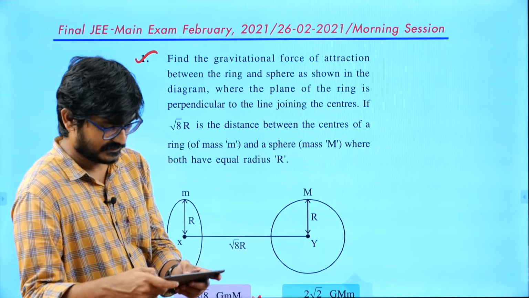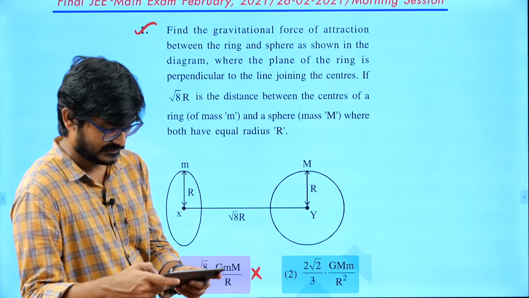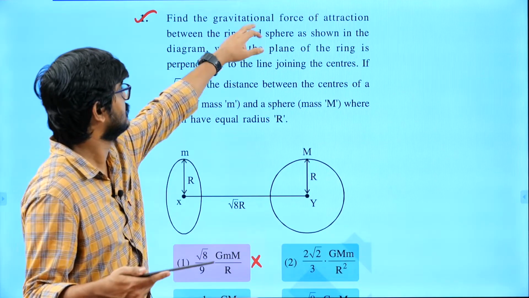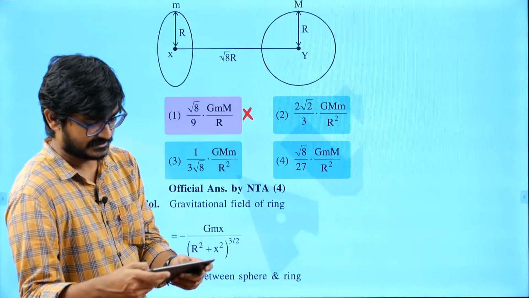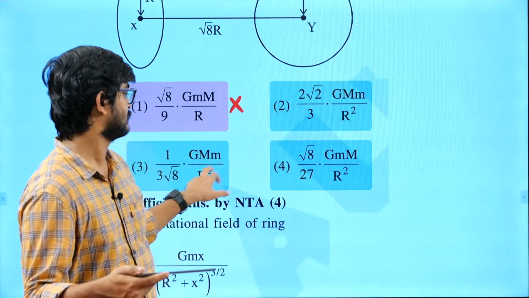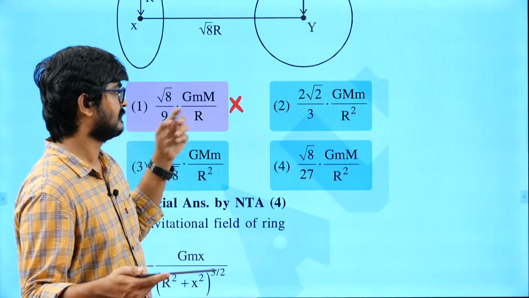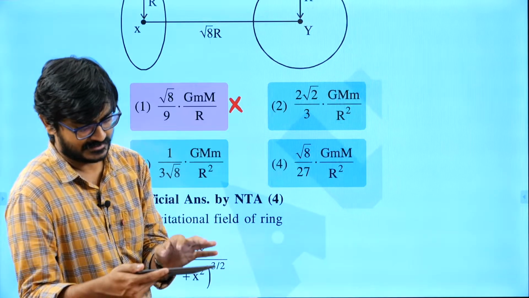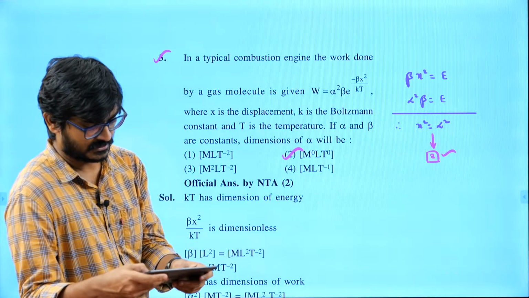Now if you look at the next one, it says you need to find gravitational force. So the dimensions will be this one. So I can eliminate only one option, but at least that's better than not being able to eliminate any of the options if I don't know how to solve.